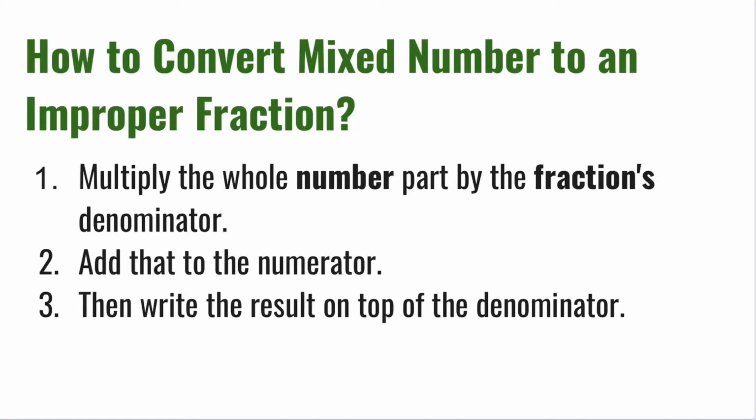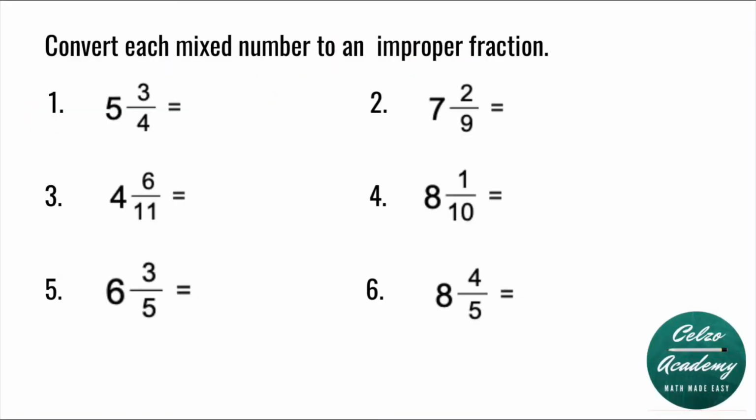These are the steps on how to convert a mixed number to an improper fraction. 1. Multiply the whole number part by the fraction's denominator. 2. Add that answer to the numerator. And third, write the result on top of the denominator.